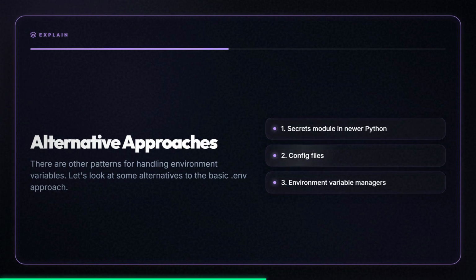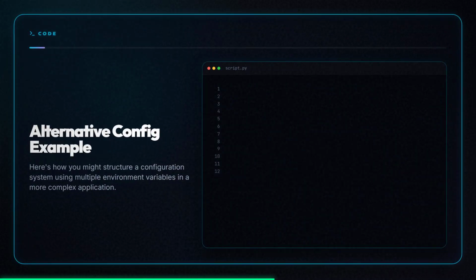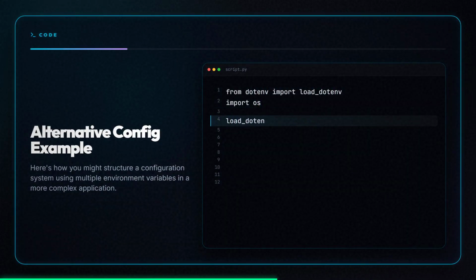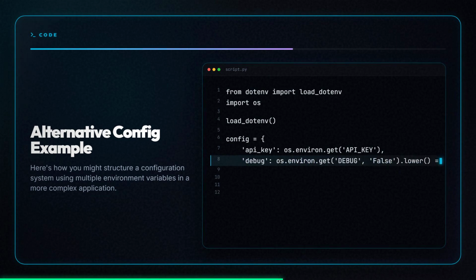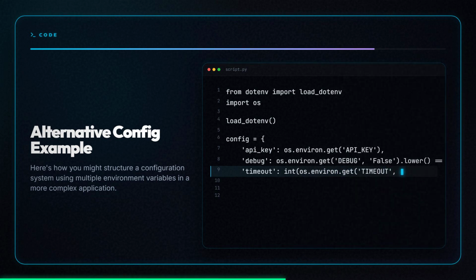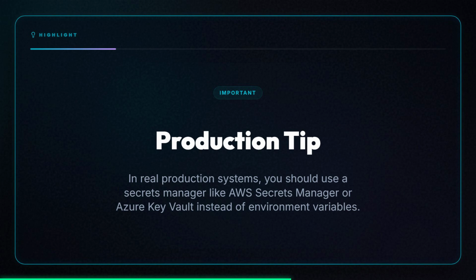There are alternative patterns for handling secrets that pro teams love. In modern Python, you see JSON files, or advanced managers like Pydantic that handle fast validation. Here is how to structure a system using multiple keys in a massive app. Instead of dropping OS calls everywhere, you make a main config dict that fetches and parses everything. In enterprise systems, use a raw secrets manager like AWS Secrets or Vault instead of text overrides. These platforms are immensely secure and dynamically rotate keys.